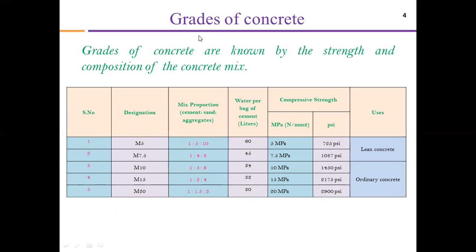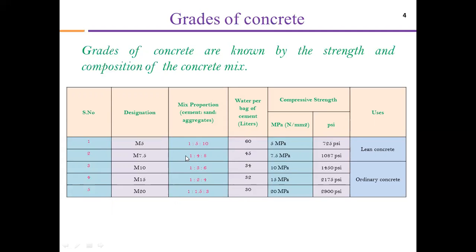The different grades of concrete are achieved by mixing the ingredients of concrete in different ratios. Like for example, if you are talking about M5, M5 is a concrete which is achieved by adding 1 part of cement, 5 parts of sand, and 10 parts of aggregates in the mix. Okay, and M7.5 concrete is achieved by adding 1 part of cement, 4 parts of sand, and 8 parts of coarse aggregate like crush.